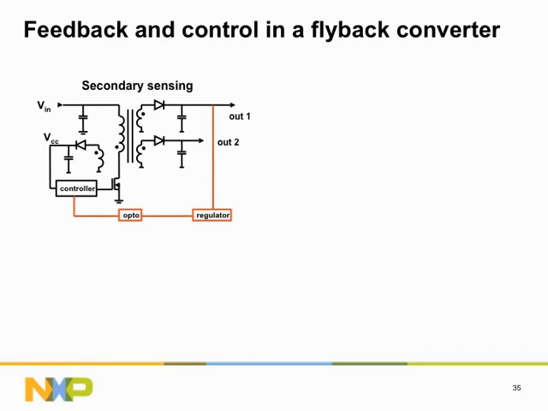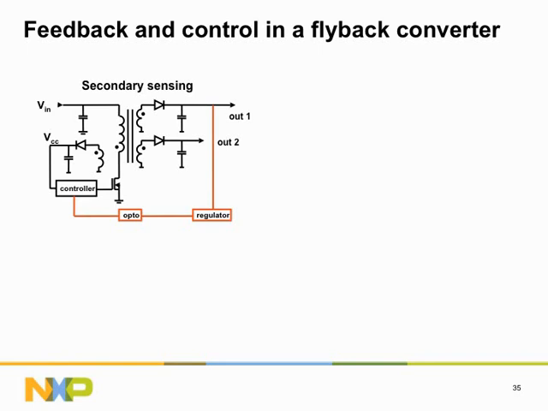When the ultimate goal is to regulate the output voltage of a power supply, out1 in this example, the most straightforward thing to do is to measure the output voltage, out1, directly by using a regulator circuit and transfer the information across the isolation barrier to the SMPS controller. Crossing the isolation barrier is usually done with an optocoupler. Because we sense the output property on the secondary side of the switching network, this feedback method is called secondary sensing.